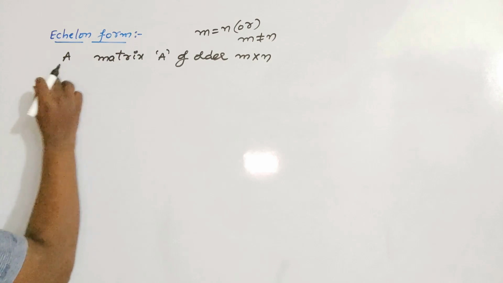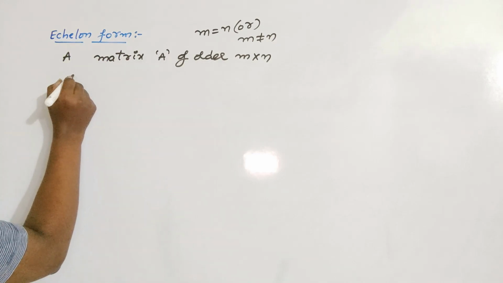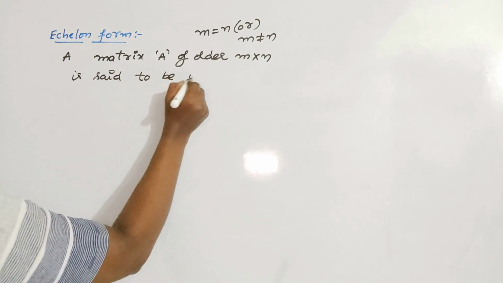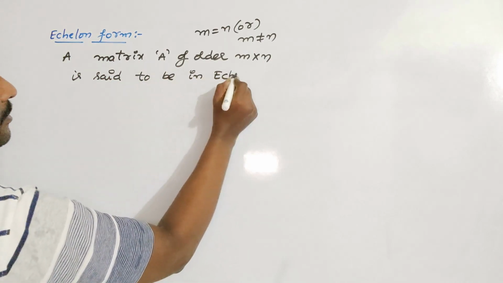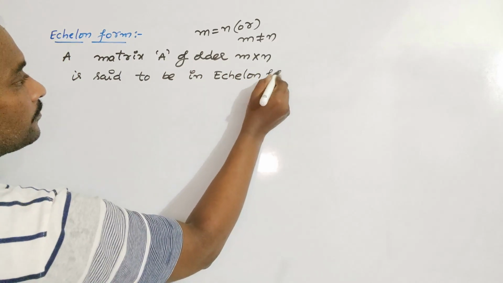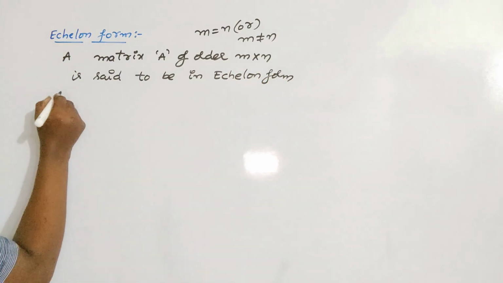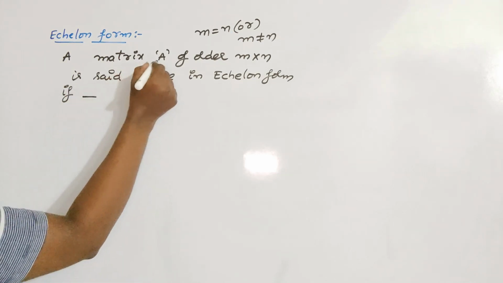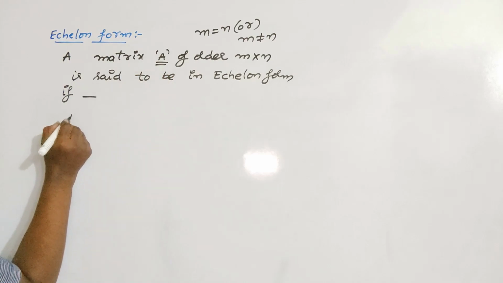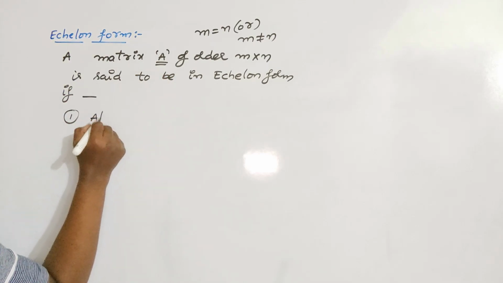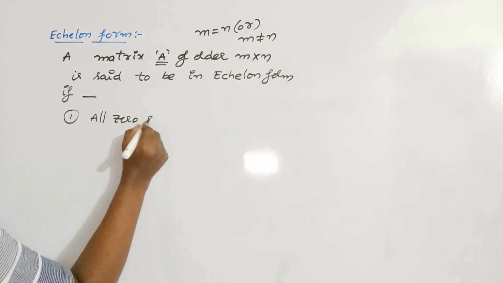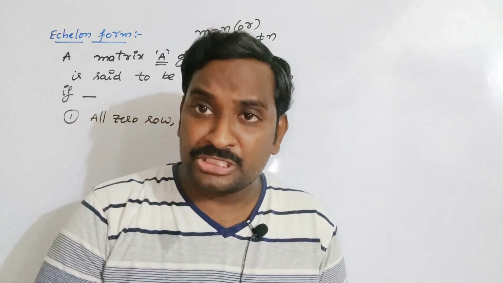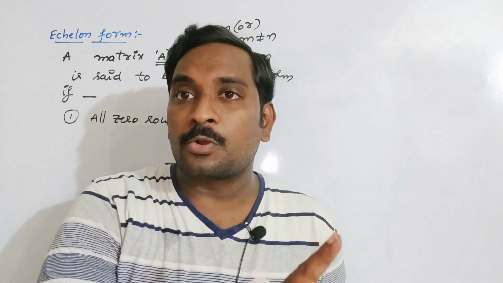A matrix capital A of order m by n is said to be in echelon form if capital A satisfies the following conditions. First condition is about zero rows. What is meant by a zero row? A row in a matrix is said to be a zero row if all elements in that row are zeros.